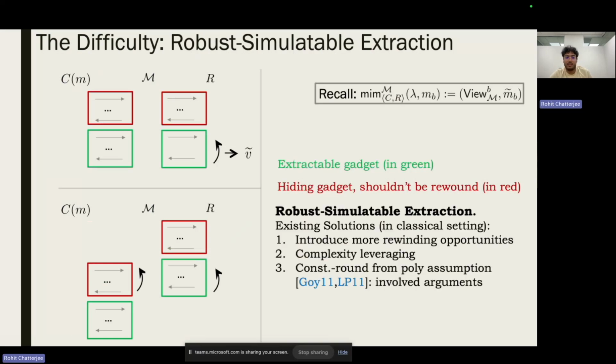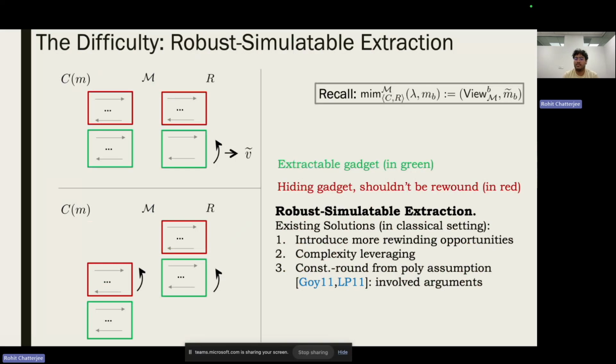That will again break security. So even the stuff we described in a previous slide will not necessarily be enough. And you can get around this. This is essentially what the constant round MPC protocols had to do. What you usually do is introduce more rewinding opportunities, or pockets where you can rewind from, in a way such that when you argue security, the adversary is not able to do that as well.